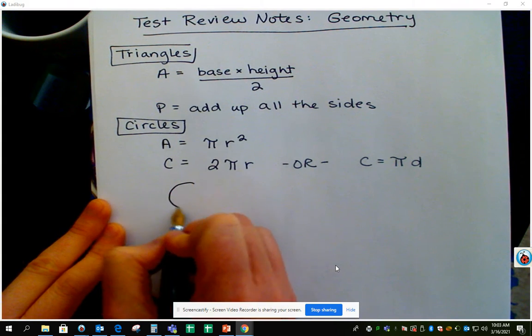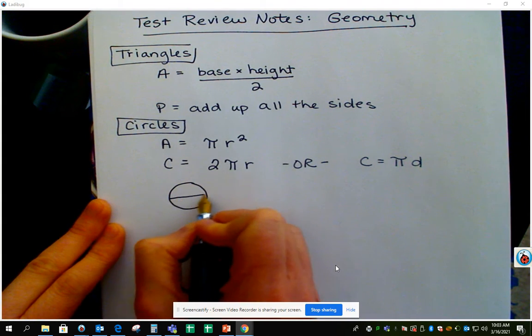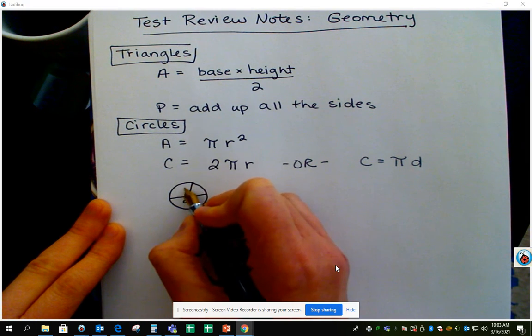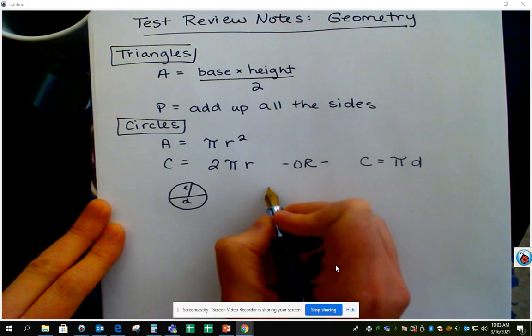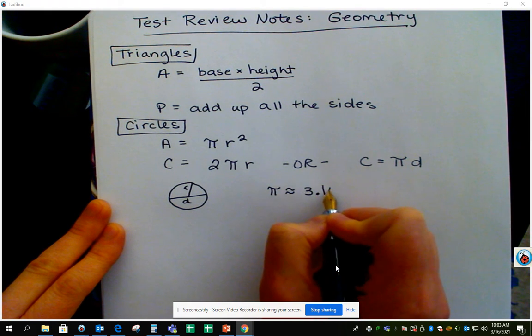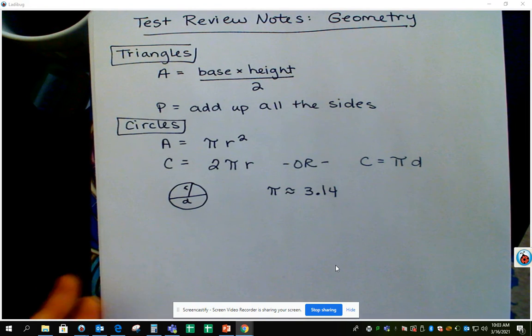Just a quick visual, remember all the way across is diameter, and then halfway across is radius. And then remember pi, the approximation is 3.14. That's what we'll plug in for pi when we're doing these.